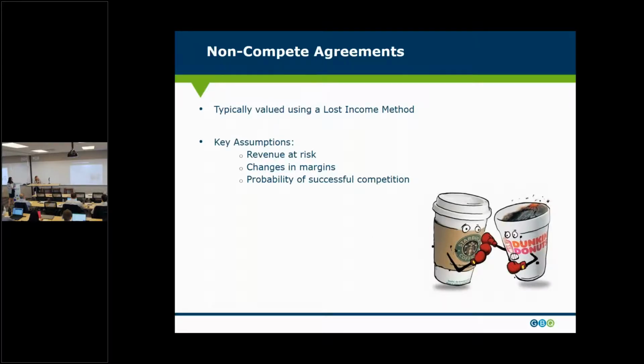Finally, non-compete agreements. In this method, it's either called the lost income or the with-or-without analysis. You'll look at the cash flows with a non-compete in place versus without it in place. You'll make adjustments for the revenue at risk and any type of margin erosion. And you also factor in a probability of successful competition from whoever signed the non-compete, if they were to compete with the seller. Or sorry, with the buyer.